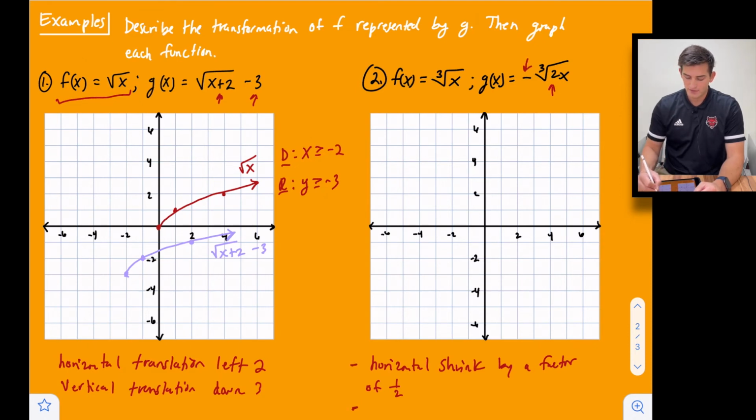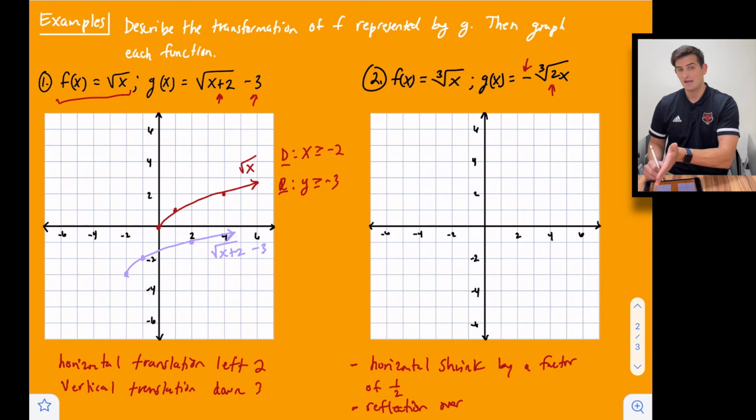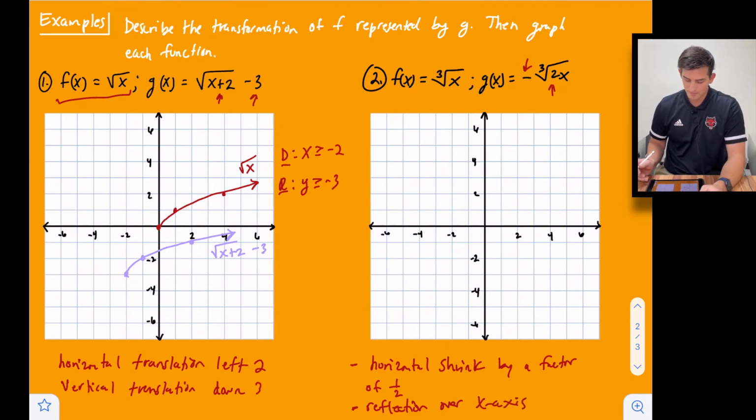Now this negative right here tells me is a reflection. So we have a reflection over, and it's not happening to x, it's outside of that, so it's over the x-axis, okay? So once again, what are we shrinking? What are we reflecting? The parent function, so let's graph that first. So parent cube root is (0, 0), (1, 1), (-1, -1), and we kind of have this pattern right here, okay? All right, something similar to that.